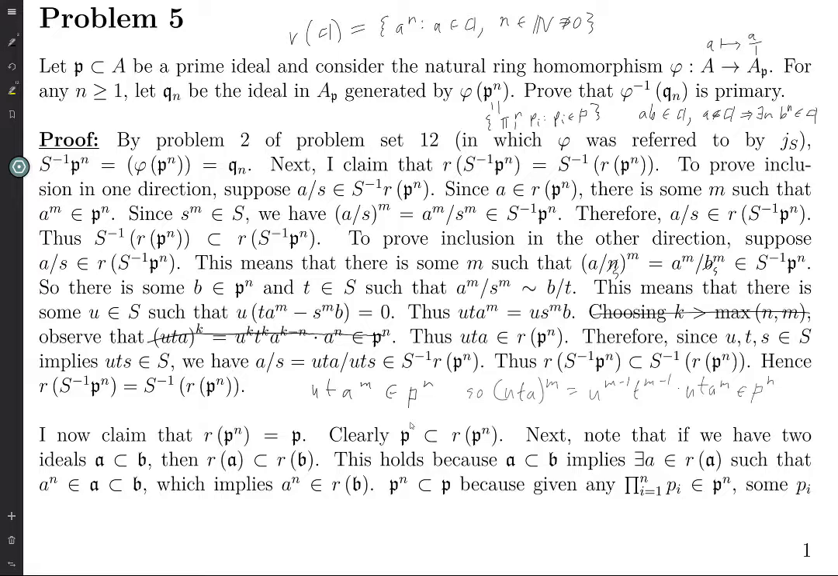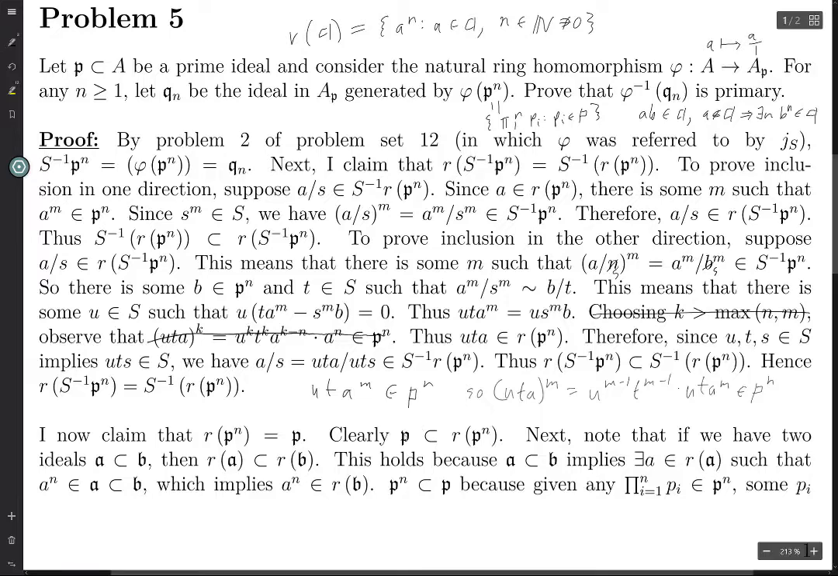The radical of p to the n is the collection of all elements... Oh yeah, this is easy, because you take any element of p, like a pi. If pi is in p, then pi raised to the n is in p to the n. So there is a power of pi which is contained in p to the n. Therefore, pi is contained in the radical. Okay, so yeah, this is clear.